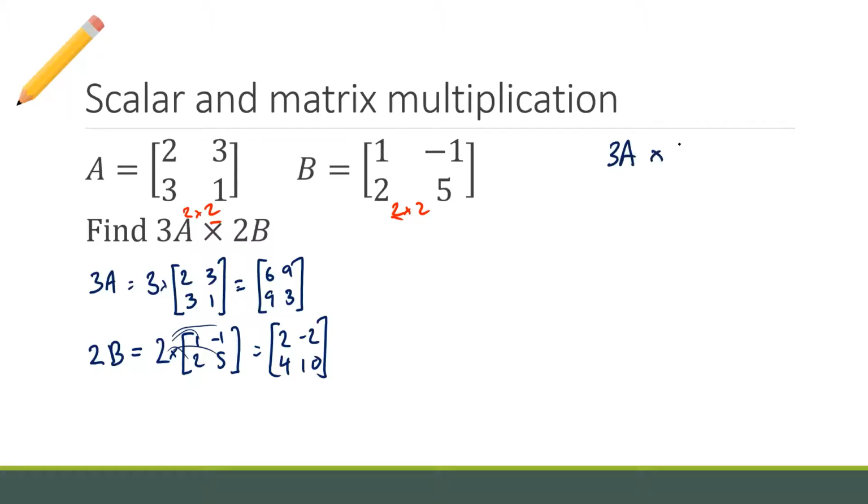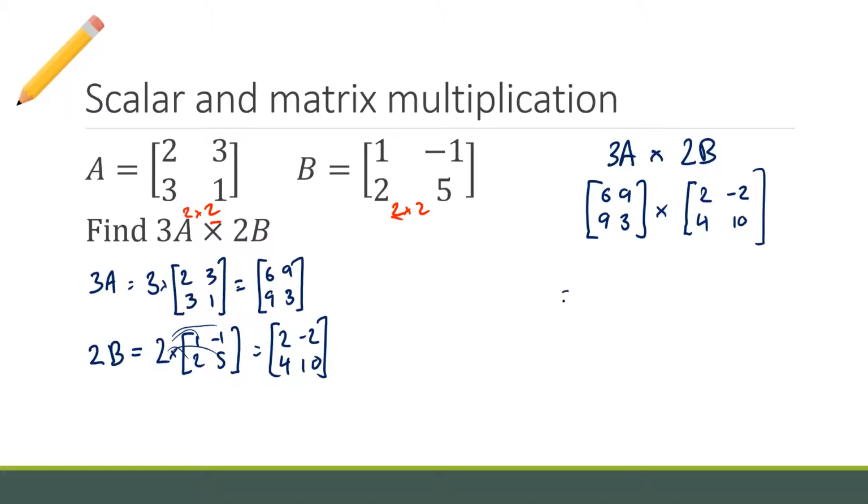3A times 2B is going to be the same as the matrix [6, 9; 9, 3] multiplied by [2, -2; 4, 10]. I hope you guys are good at your 6 times tables. All right, here we go. You know the resultant matrix is going to be a 2 by 2 matrix.